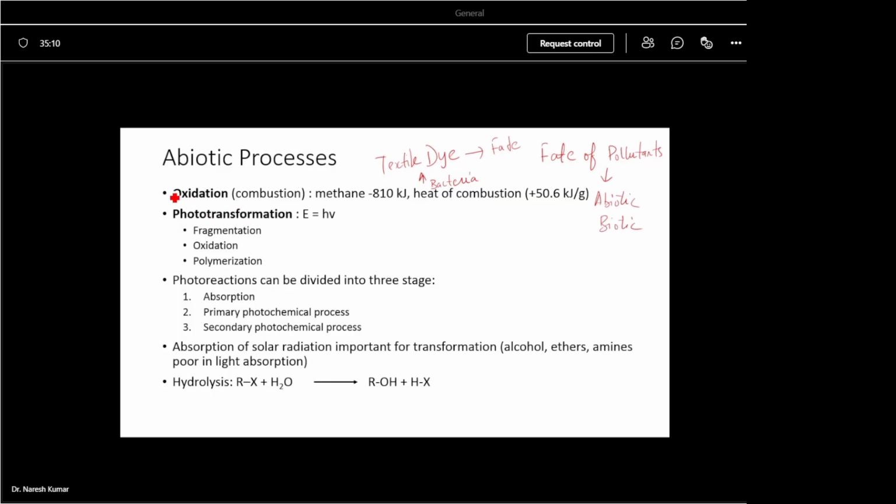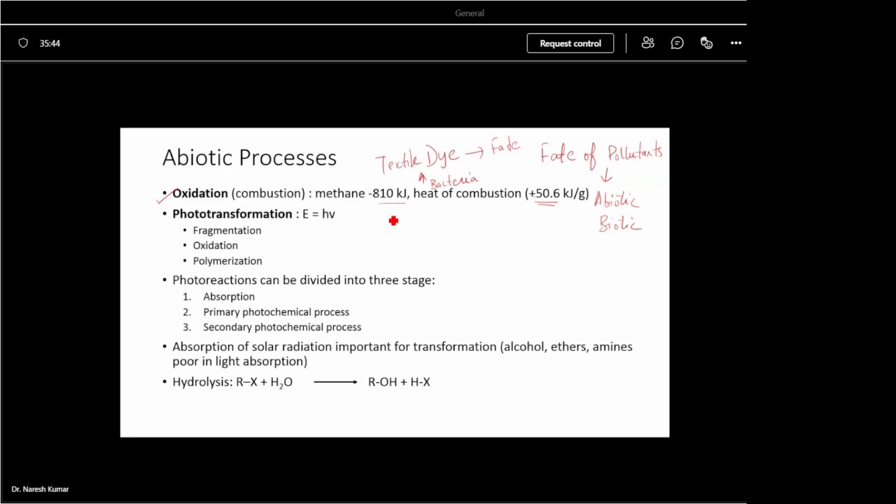One of the dominant abiotic processes is oxidation. The best example that I can give is combustion. Say whenever we burn methane, it is going to release, say it's a minus sign because it is an exothermic reaction, and its heat of combustion is 50.6 kilojoule per gram. That means if I burn 1 gram of methane, I'll be able to get this much of energy. So oxidation is going to give some energy.